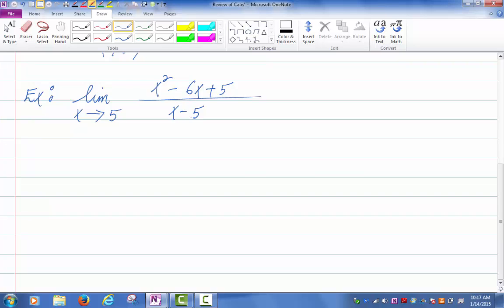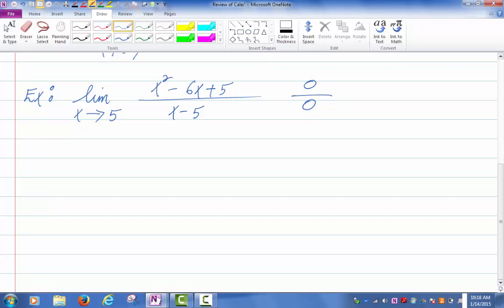So as x goes to 5, what's the limit of the numerator? Can someone tell me what's the limit of the numerator? 0. When x is going to 5, what's the limit of the denominator? 0 as well. Does that tell me what the limit is? No. 0 over 0 does not tell me what the limit is.